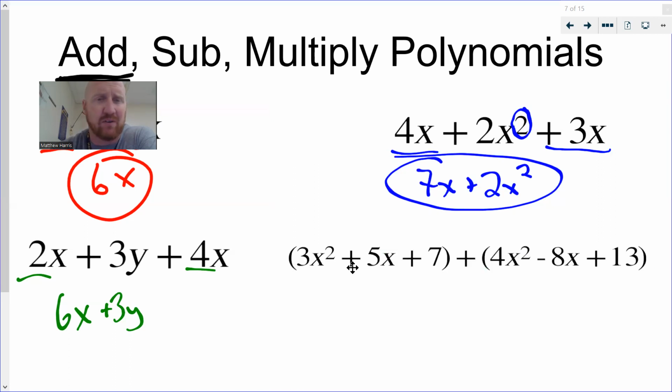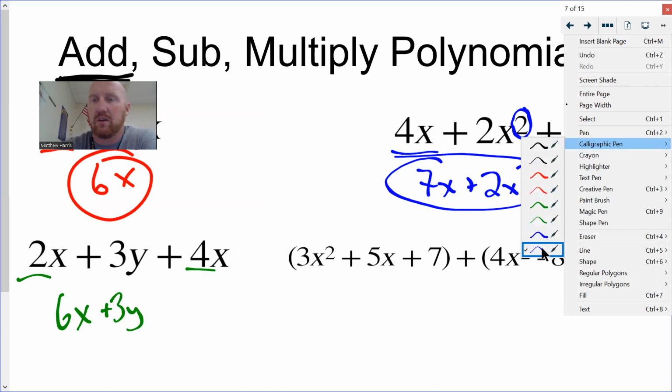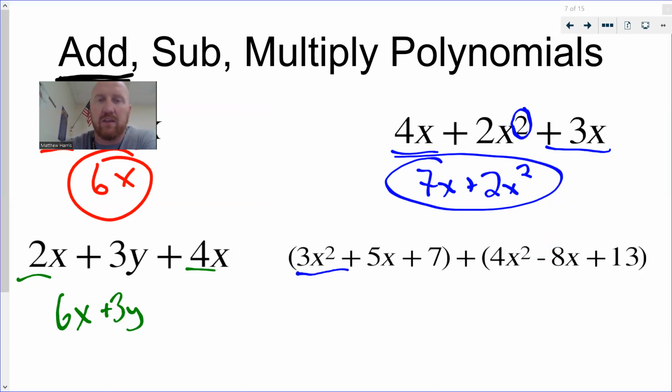So now let's even go further. What if we had this one right here? 3x squared plus 5x plus 7, and then plus 4x squared minus 8x plus 13. Okay, so now we're sitting here going, holy potatoes, there's a lot going on here. Yeah, there is. This is a polynomial, also known as a trinomial because there's 3 terms. This is a polynomial, again, a trinomial because there's 3 terms. We're adding a trinomial and a trinomial.